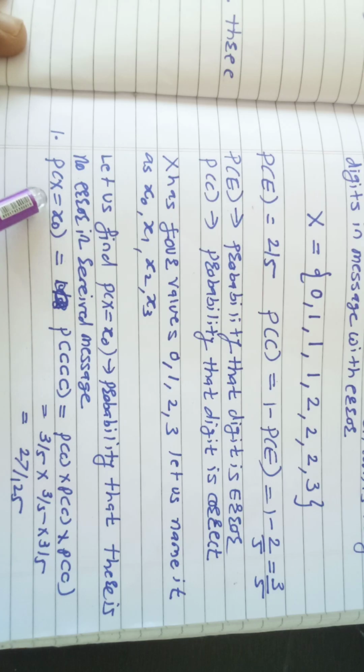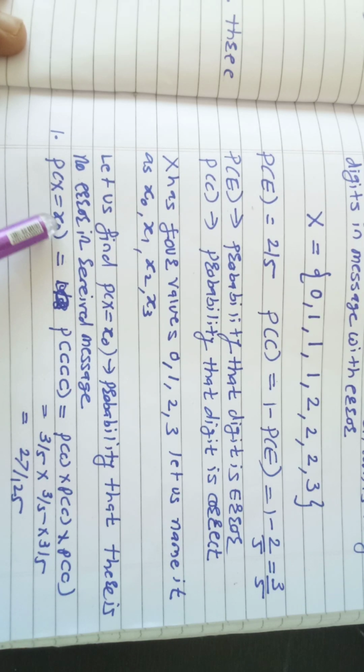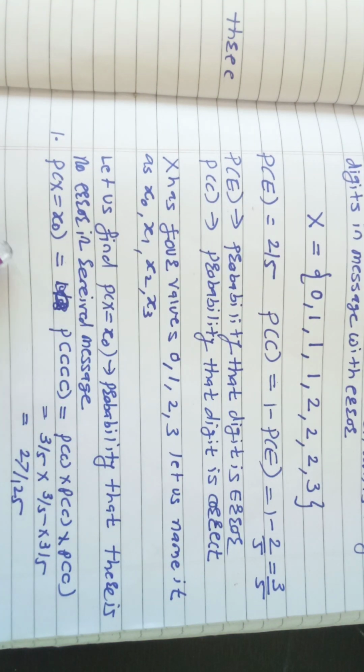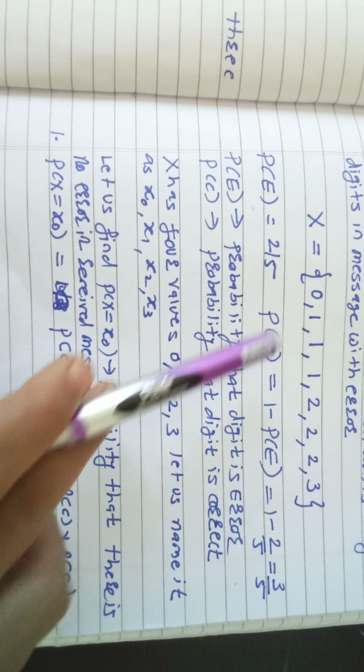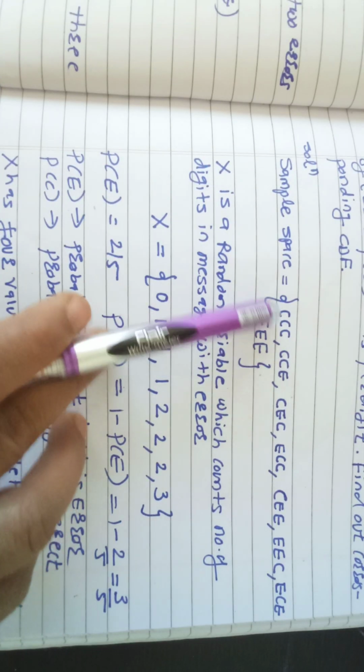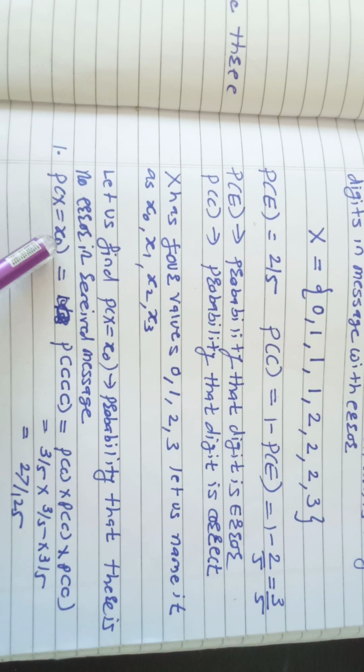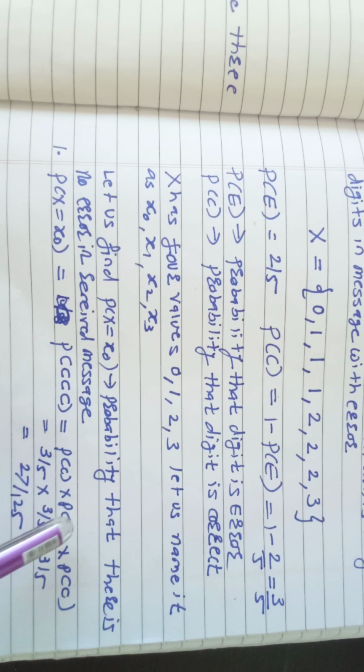What is the probability that random variable x is equal to x0? What is the probability that x takes a value equal to 0? That probability is the probability of triple C, because x0 means no error, so all digits are in correct form. That is equal to PC into PC into PC. What is the probability that a digit is correct? That is 3 by 5. So the total is 27 by 125.